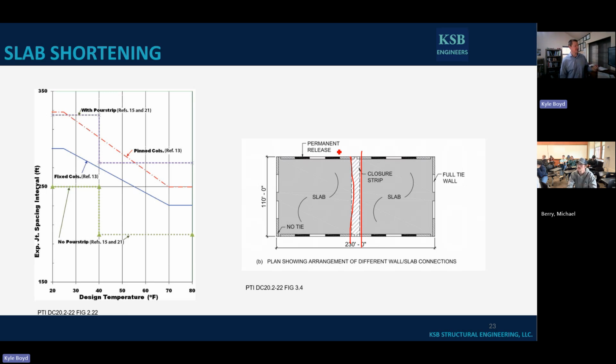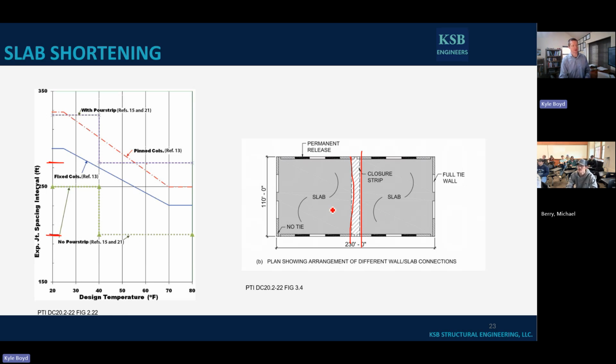This graph on the left is really good because it tells you whether you have a pour strip or don't, and whether your columns are fixed. We're usually more of a fixed column behavior. What's our design temperature swing? We're in Montana, so we get pretty high swings. With fixed columns and a pour strip, I might be somewhere up here, and I could go about 300 feet in total length before I need to put a permanent expansion joint in the building and treat it like two separate buildings. If I didn't do that pour strip halfway through, now I'm stuck around 200 feet of max length.